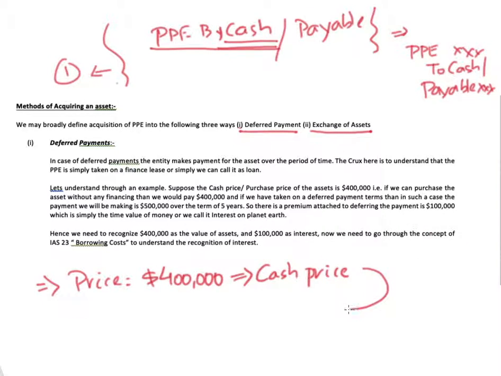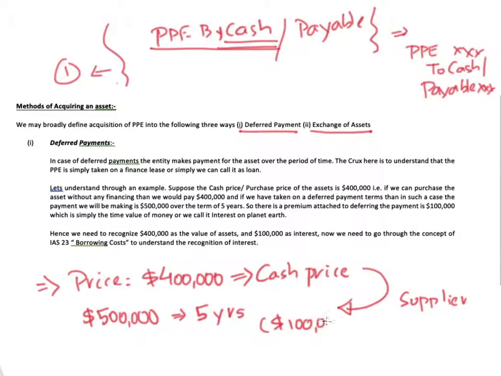However, I've entered into an arrangement with the supplier, the PPE supplier, and told him that I will pay you $500,000, and I will pay this amount over a period of 5 years. That is $100,000 each year. Each year I'm going to pay you $100,000.